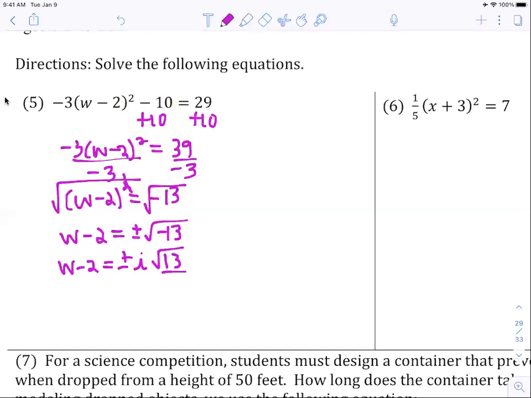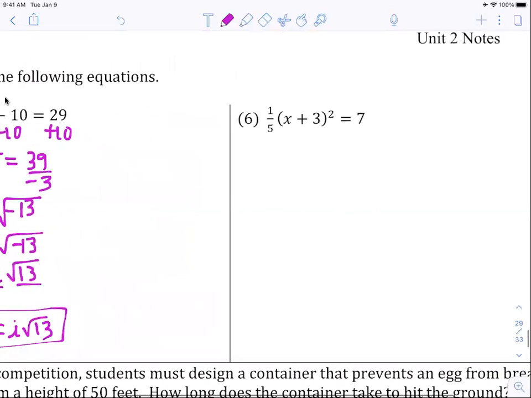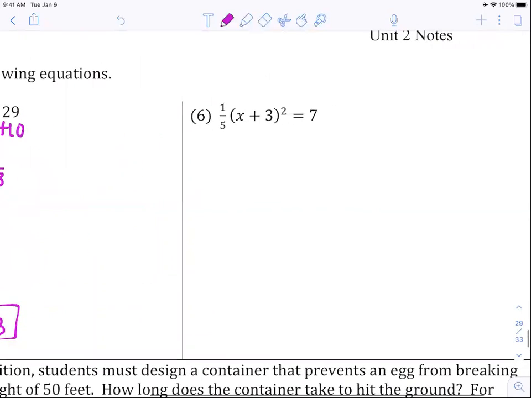So really our last step is just to complete the solving process. I'm going to add 2 to both sides, and I'm going to add 2 in front, because I can't add it to the i root 13 because those are being multiplied. So final answer is 2 plus or minus i root 13. All right. So what I want you guys to do, I want you guys to pause your video, and I want you guys to try example number 6.